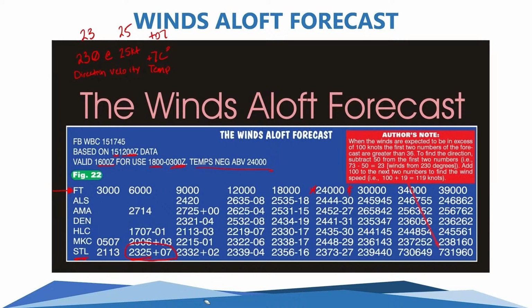If we look at going to a higher altitude, let's look at St. Louis, for example, at 30,000 feet here. Okay, so for 30,000 feet, the numbers that we have are basically 2, 3, 9, 4, 4, 0. So that will translate to 230. Wind is coming from 230 at 94 knots. And the temperature is going to be minus 40 degrees Celsius. And we know it's minus 40 degrees Celsius because anything above 24,000 feet, and this one's at 30,000 feet, is going to be a negative value.